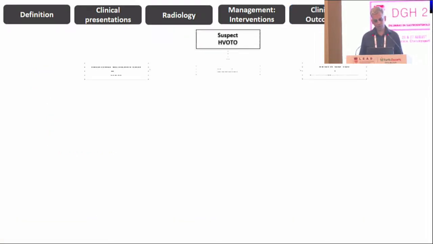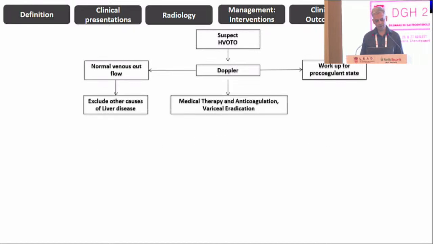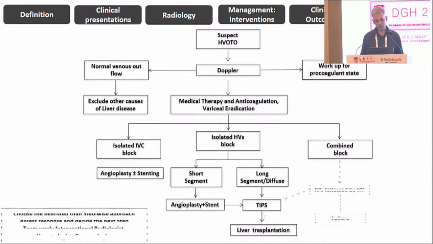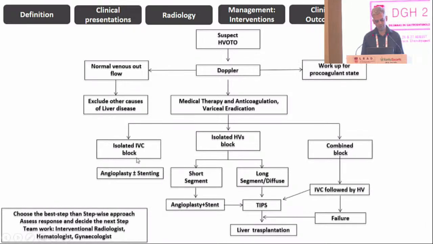So when you're suspecting Budd-Chiari, do a Doppler. When you look at the type of block, you take a decision what you need to do. Important to say here, for an IVC block, you can get away with just angioplasty and stenting. Hepatic vein blocks, again angioplasty and stenting, but TIPS is what you need to consider. For combined blocks, you take care of both the IVC and HV block. And if there is a failure, then transplant is always an option in such patients.